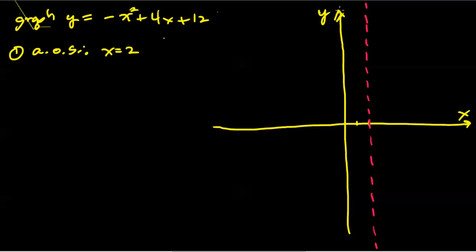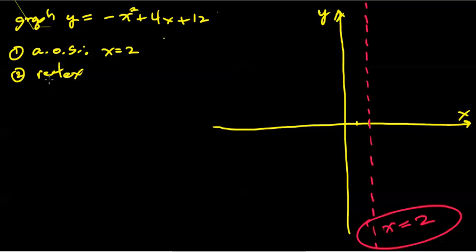Alright. Oops, forgot to label the axis of symmetry. Let me label it down here because the parabola is going to be concave down. So I'll put the label of the axis of symmetry down there below. x equals 2 is the axis of symmetry. Now the vertex. Step 2.